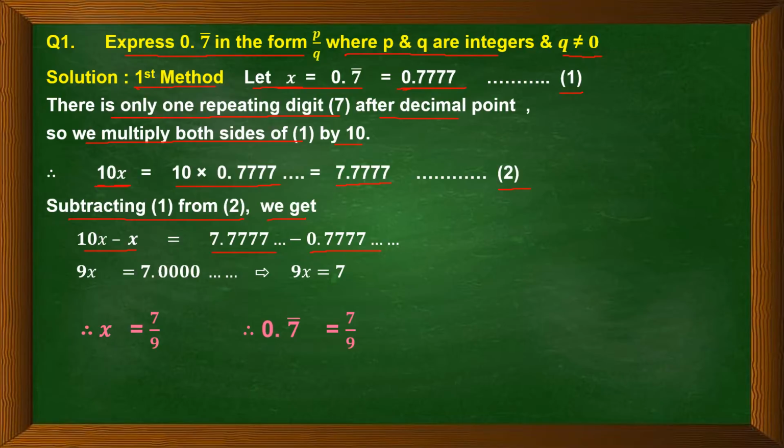So 10x minus x is 9x, 7.77 minus 0.77 we will get 7.00, and 7.00 is nothing but 7 only, so 9x is equal to 7, so we can say x is equal to 7 by 9. And what was x? X we had assumed 0.7 bar, so 0.7 bar is equal to 7 by 9, right? So here we have used the first method to solve 0.7 bar and convert it into the form of P by Q. Let us now learn the second method.